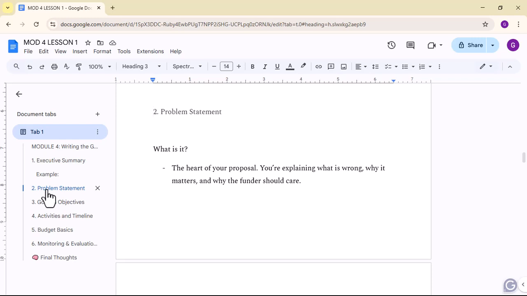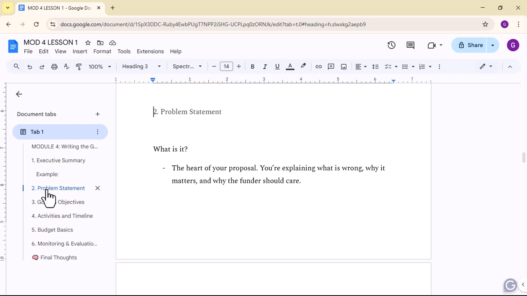So what is the problem statement? Now this is the heart of your proposal. You are explaining what is wrong, why it matters, and why the funder should care. This is the heart. The problem statement is what will determine whether it fits into what I want to do as a funder. If I'm a funder that wants to help close gender gaps, at least you should be able to tell me exactly what is wrong. Why do you think there is a gender gap in your project?